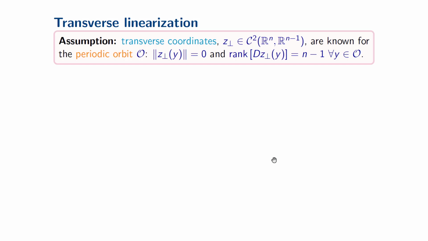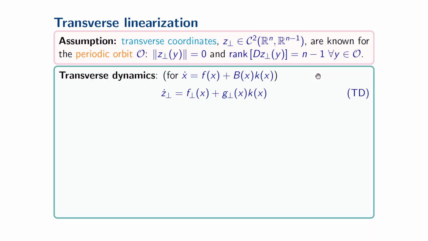So again, let me go through the assumptions once more. Assume that we know some transverse coordinates for the orbit in question. They vanish on the orbit and they have this rank condition. We then form the dynamics of these coordinates for the unperturbed system. This is just the chain rule. And we insert the nominal control as shown here.